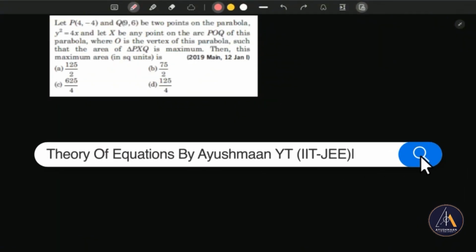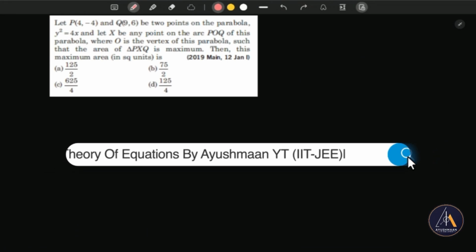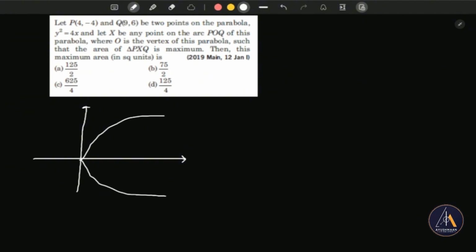इस क्वेश्चन में हमें दिया है, let P(4, −4) and Q(9, 6) be 2 points on the parabola y² = 4x. तो पैराबोला जो है y² = 4x. Let me draw this parabola. This parabola will look like this. So this is y² = 4x.